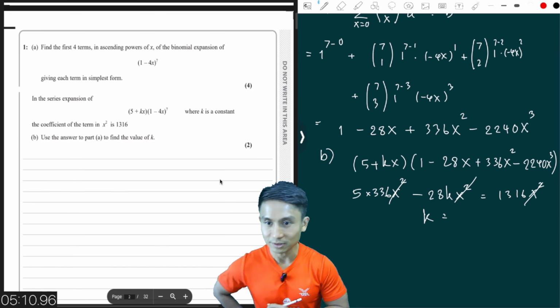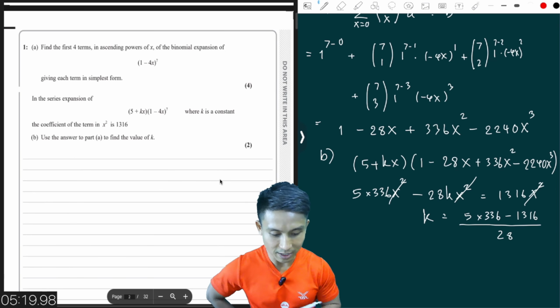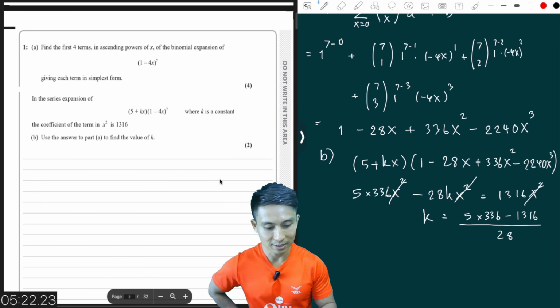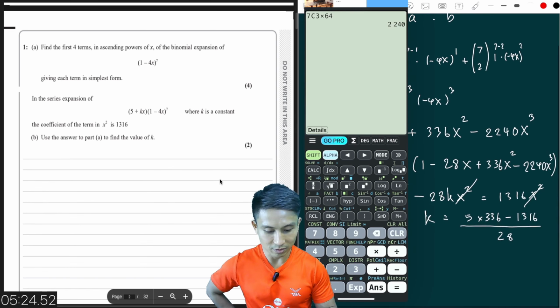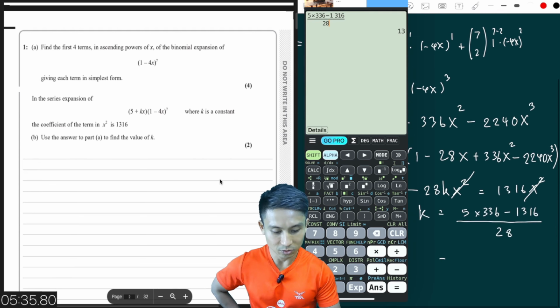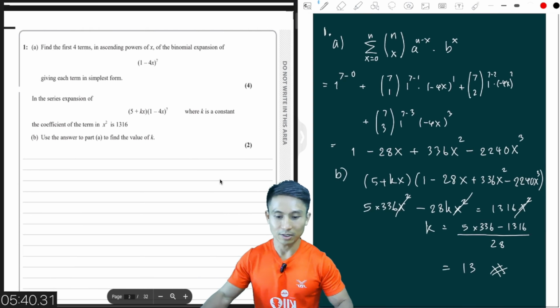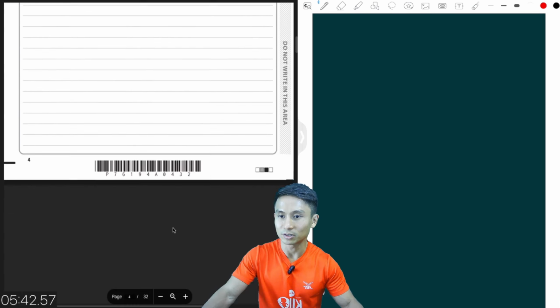So k is just 5 times 336 minus 1316 divided by 28. Just solving that equation basically. All right. Okay, let's use calculator. So fraction 5 times 336 minus 1316 divided by 28. Is it 28? Yeah. Okay, so it's 13. Okay, here we go. That's it. That's done for the first question.